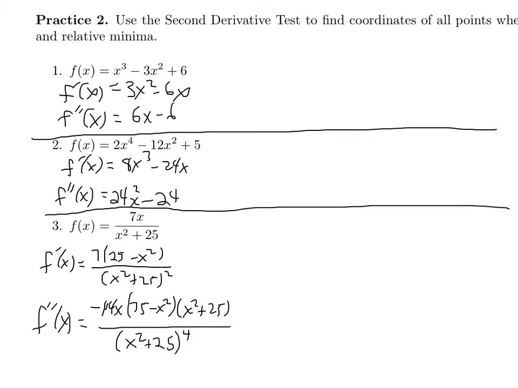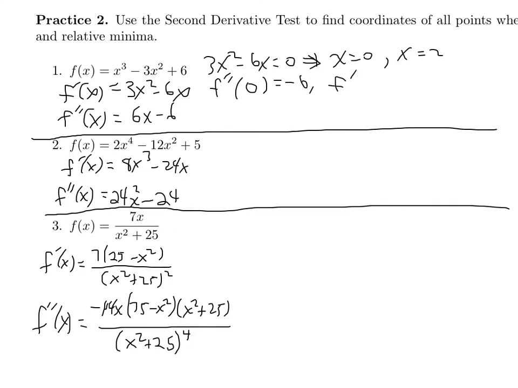So in the first problem, the first step is to solve where the first derivative is equal to 0, and I do that by factoring. This factors into 3x times x minus 2 equals 0. And so that means that x will be 0 or x will be 2, are the two critical values. And the second derivative test says that I can check these by plugging them into the second derivative formula. So f double prime of 0 is negative 6, and f double prime of 2 is positive 6.